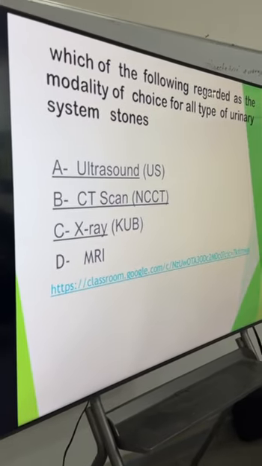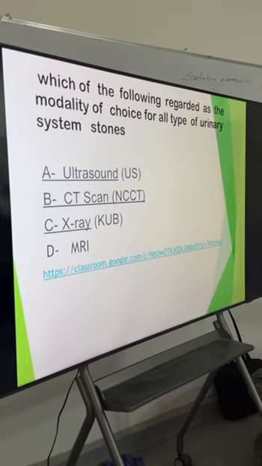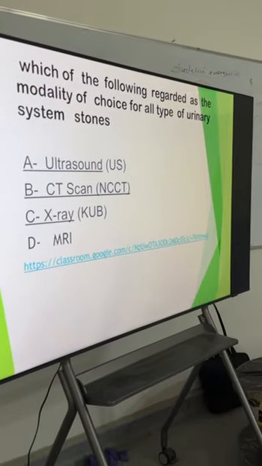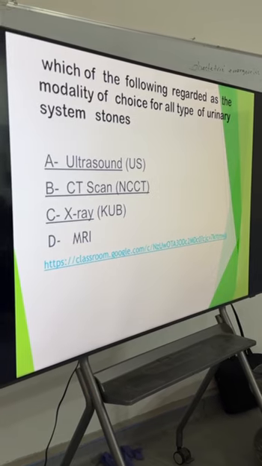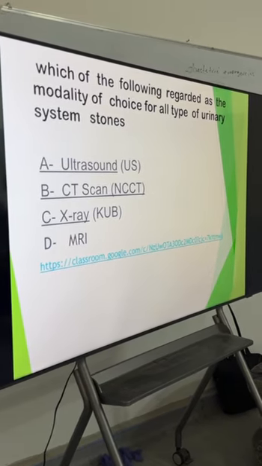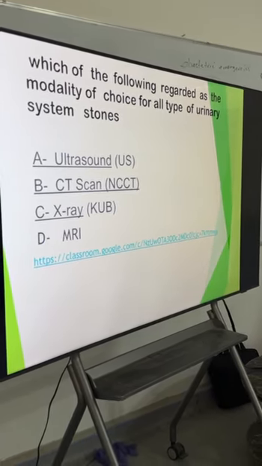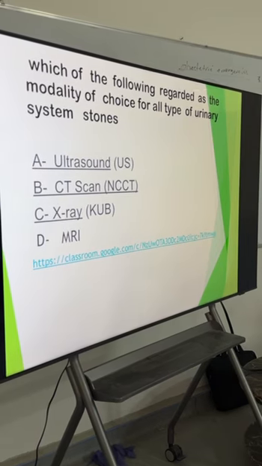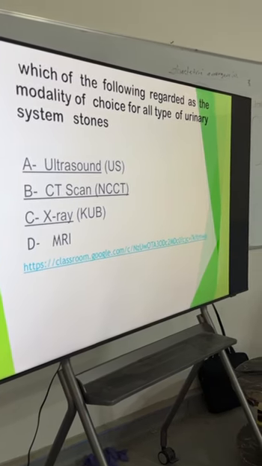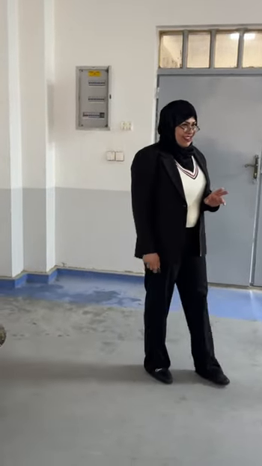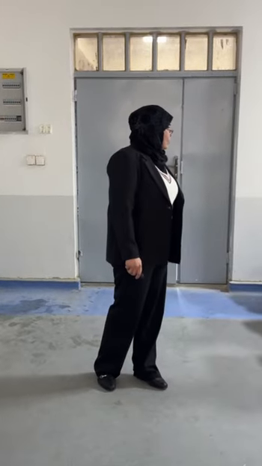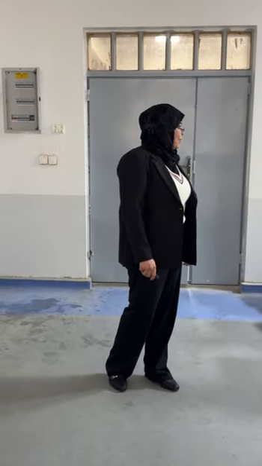And now this is the question for you, and you can answer me on this link. Which of the following is regarded as the modality of choice for all types of urinary system stone? In your opinion. This is homework for you. You want to answer? Ultrasound? CT. What do you say? CT. Okay. Why CT?